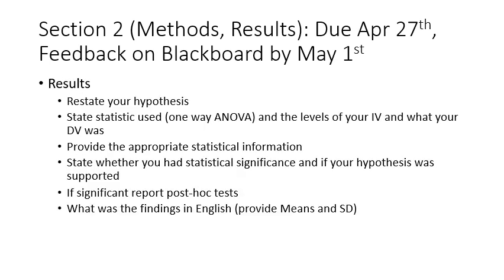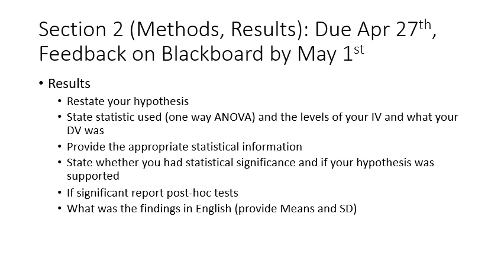The results section is also a part of the methods and results section 2. You're going to restate your hypothesis, remind people what you're testing for. You're going to state the statistic you used. In this case, you're using a one-way ANOVA. You're going to state what the IV was and what the 3 levels were and what your DV was. You're then going to actually provide the ANOVA information, and we'll be going over this both in lecture and lab before you have to write this section when we discuss the ANOVA.